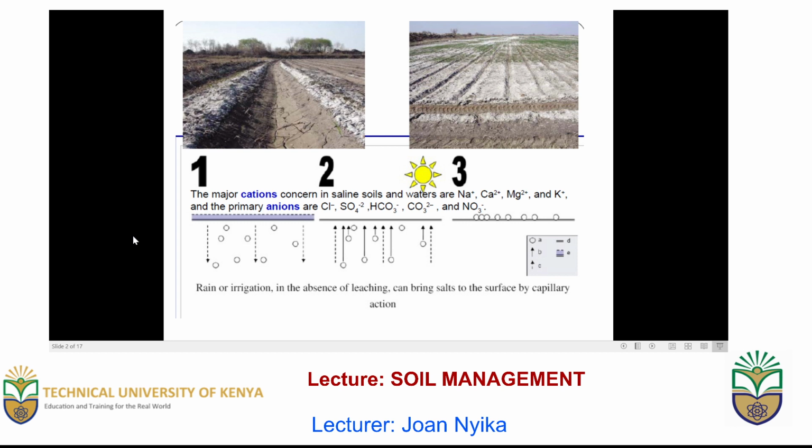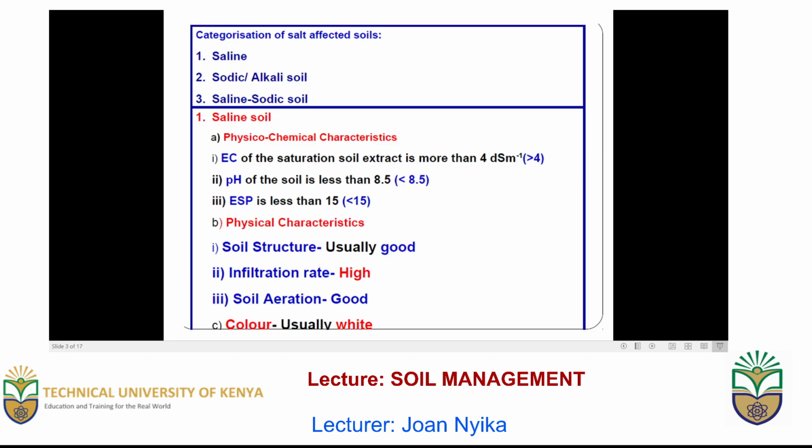But what happens so that we can get what we are referring to as saline soils is that during rain or irrigation, if leaching is absent, then the salts can be brought on the surface, as we can see here in both pictures, as a result of capillary action. I do not want to remind you what capillary action is, as you can recall this from your basic chemistry. But you need to know that it is what results in the bringing of the salts on the surface in the absence of leaching.